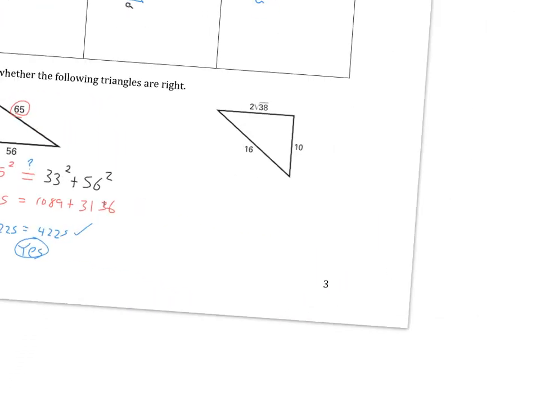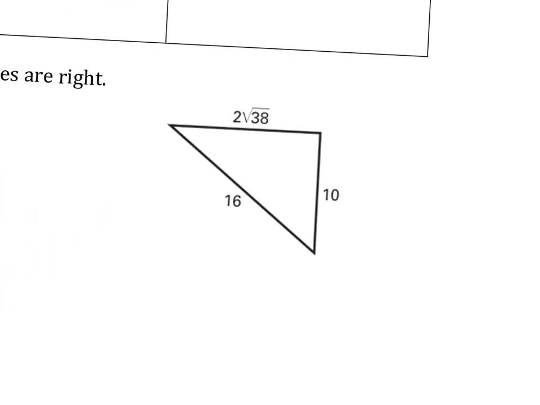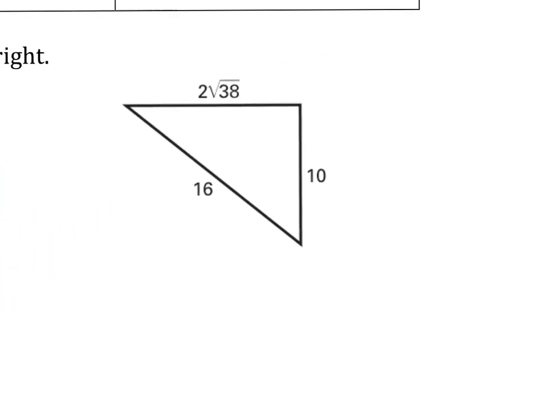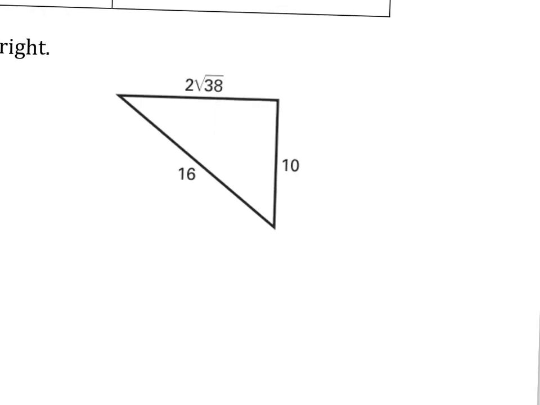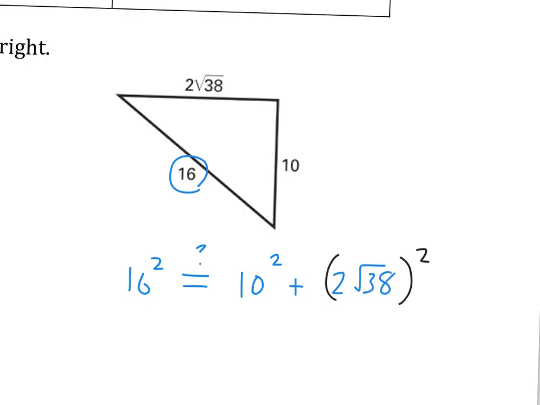So take a moment now to, well, how do we attack this one? So let's walk through this one because dealing with radicals and the squares might sound a little complicated. So I am going to take the 16 and square it, isolate that. Question mark equals, then I bring down the 10, square it. And then I'm going to say 2 radical 38. Now watch what I do. I'm going to put the whole thing in parentheses and square it. Because I'm not just squaring the radical, I'm not just squaring the 2, but I'm squaring both of them.